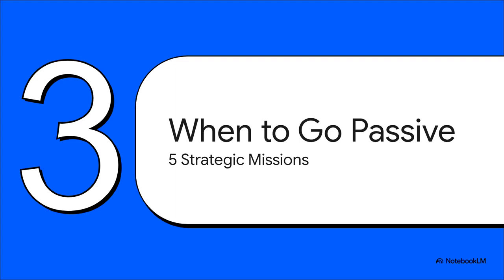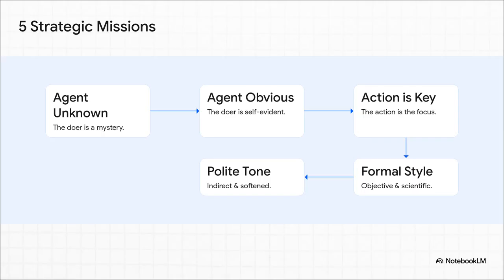All right, so we know what it is, we know how it's built. Now for the most important part, when in the world should you actually use it? I want you to think of these less as hard rules and more like 5 distinct strategic missions for your writing. So think of these as your 5 main mission profiles. Each one is a specific situation where switching over to passive gives your writing a real strategic advantage. It can make you sound more objective, more diplomatic, or just help you focus on what really, truly matters in the sentence. Let's see them in action.